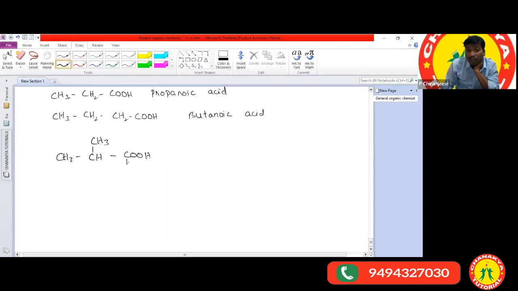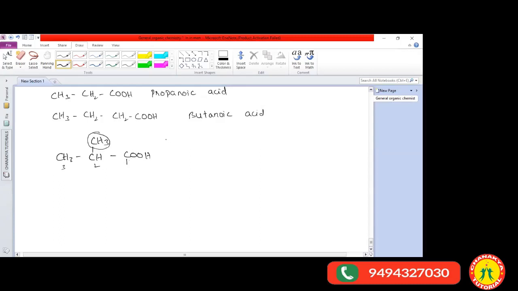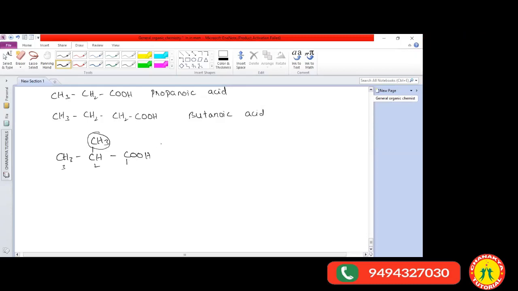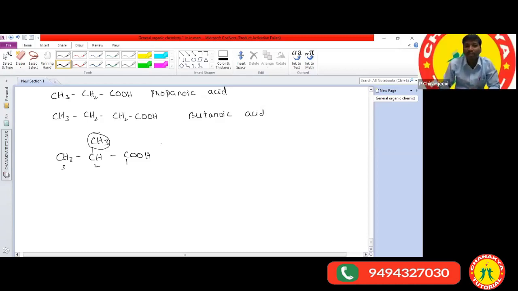So we can start the numbering from here: 1, 2, 3. At that time methyl becomes a substituent. The carboxylic acid is the major functional group. So it's methyl propanoic acid. Very good. But which methyl propanoic acid, Aditya? Sir, I said it right: 2-methyl propanoic acid. Very good. I didn't hear the two, that's why I'm asking.